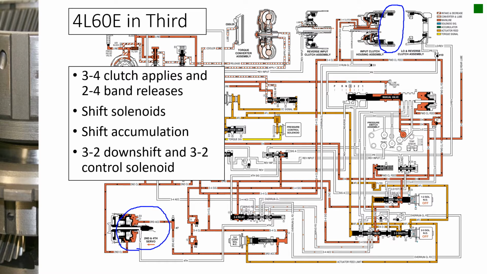Here we're talking about the 2/3 shift, and they have to synchronize the release of the band and the apply of the 3/4 clutch. And when we shift into fourth, as you'll see, all they have to do is apply the band again. They don't have to release anything.